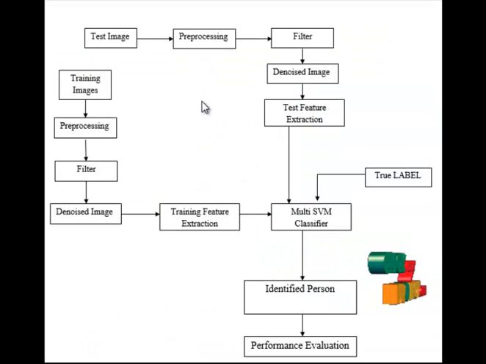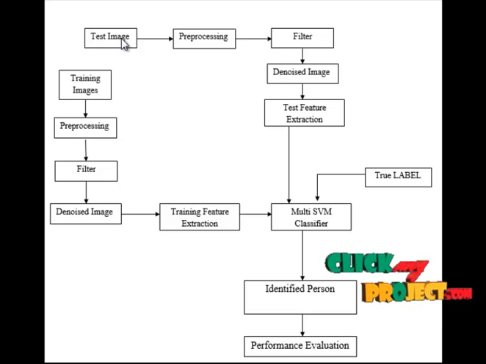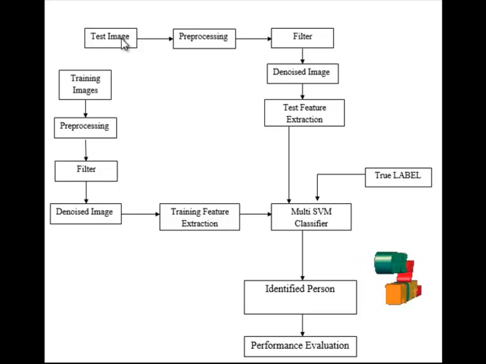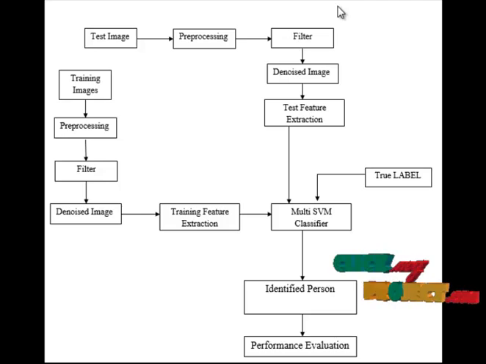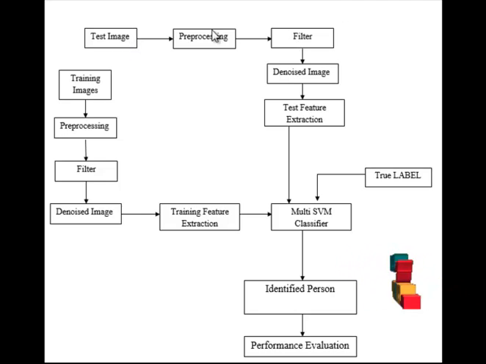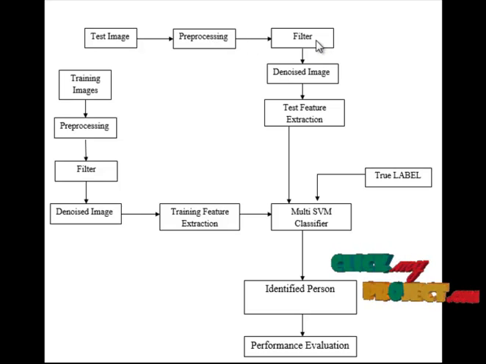This is the overflow of our project. It consists of test images and training images. Initially, we load the test image, which is to be recognized, and then the input image is pre-processed using the pre-processing block. Any one of the filtering techniques is used to remove the noise from the input image. The input image is loaded and then converted into a grayscale image. In pre-processing, we apply the filtering technique to the input image. Now we apply the median filter to the input image.